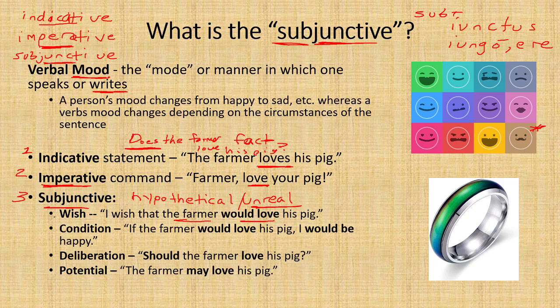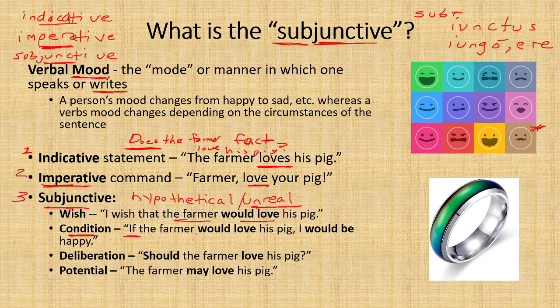And then we also have another type of example, a condition. We're not going to talk about these this semester, but it's important just to see some of the various ways that the subjunctive can also happen. So if the farmer would love his pig, I would be happy. So just to break this down a little bit, we have our condition here. So this is the thing that should take place. If this thing takes place, then this one will take place as well.